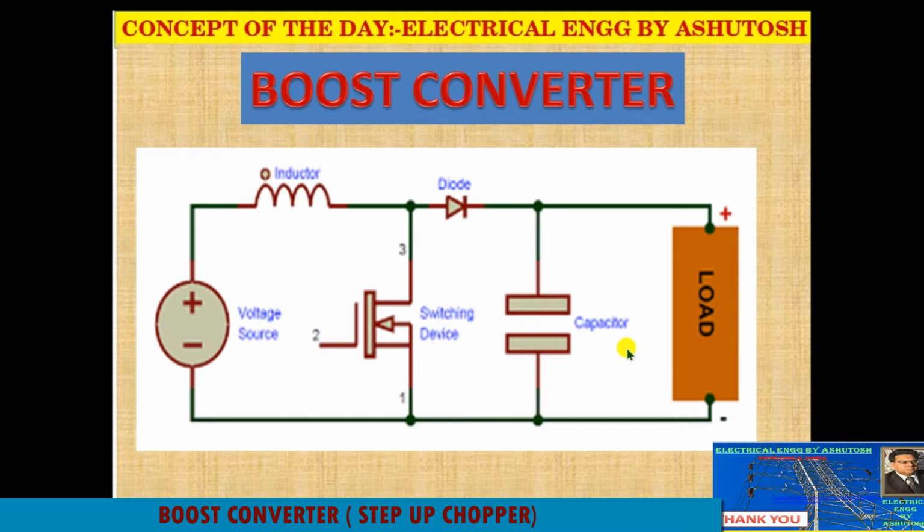Now the circuit diagram you can see from here. There is a voltage source. The inductor is connected to this voltage source, and then there is a switch here. Then there is another switch, a diode, connected here. Then a capacitor is connected across the load, and the load is purely resistive in the case we have taken here.